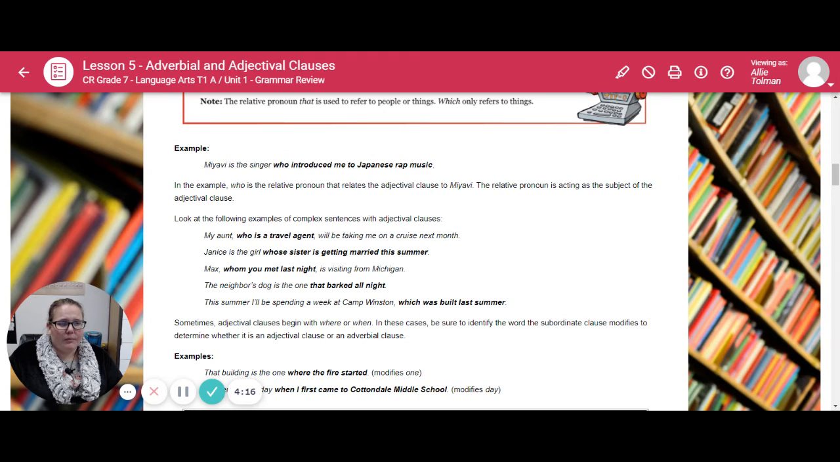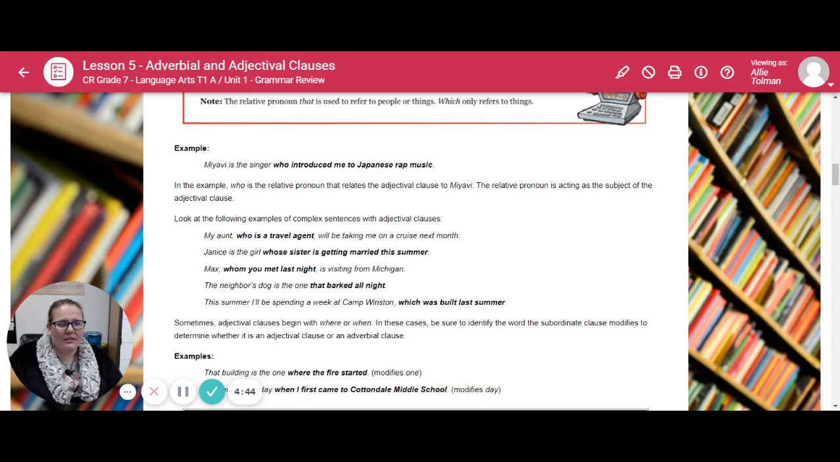Look at the following examples of complex sentences with adjectival clauses. My aunt, who is a travel agent, will be taking me on a cruise next month. Janice is the girl whose sister is getting married this summer. Max, whom you met last night, is visiting from Michigan. The neighbor's dog is the one that barked all night. This summer, I'll be spending the week at Camp Winston, which was built last summer.